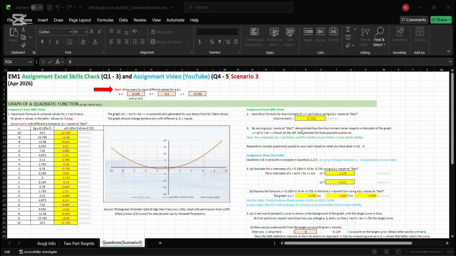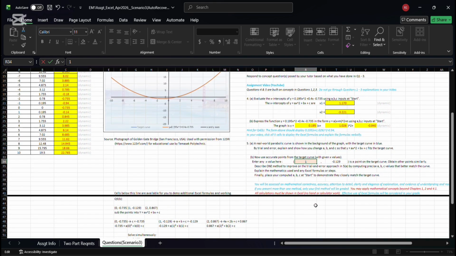5b, for this cell, I'm allowed to use points on the blue curve to input x values here. So as you can see in here, I've put the value to 6, but I can also change it back to 1. A more accurate method is to use points from the target curve.